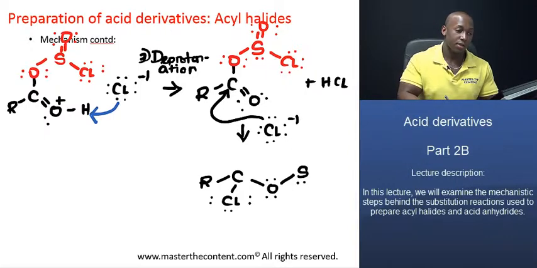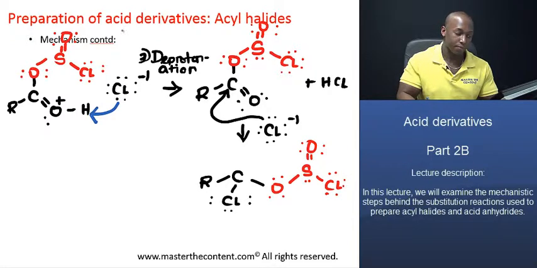I'm just going to continue drawing that in red to make that completely clear for you guys. There we go. Now this other intermediate that's formed is also charged. There's a negative charge on this oxygen atom right here. And what happens next is that this thionyl group right here, that entire SOCl group, is a very good leaving group.